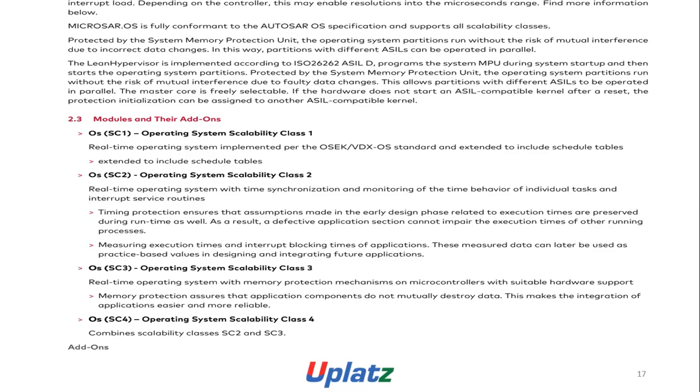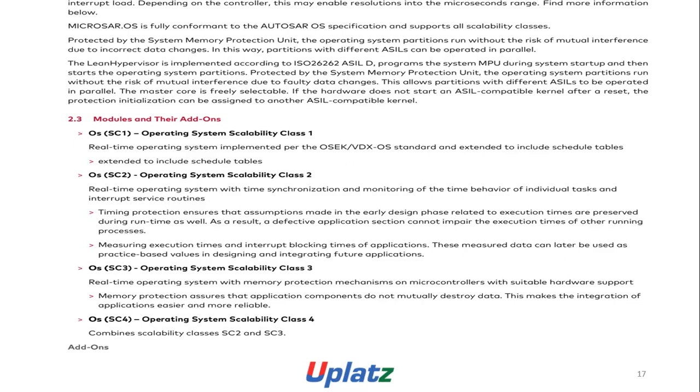Timing protection ensures that assumptions made in the early design phase related to execution times are also enforced during runtime. As a result, a defective application cannot impair the execution times of other running processes. It also measures execution times and interrupt blocking times of the application. These measured data can later be used as practice-based values when designing and integrating future applications.